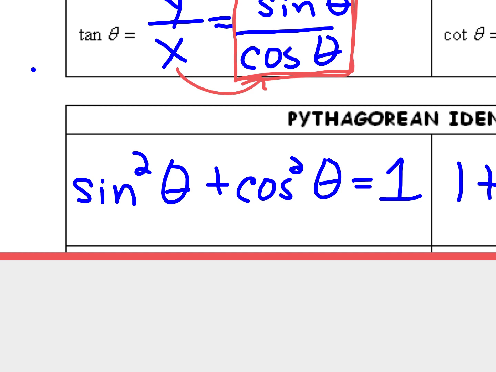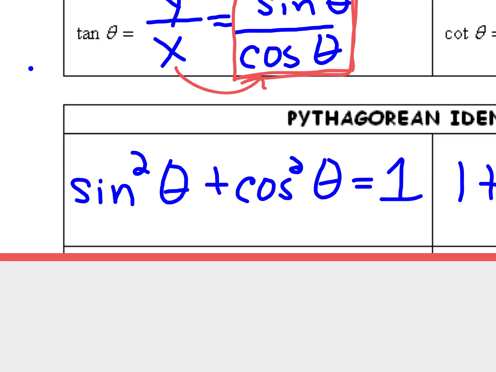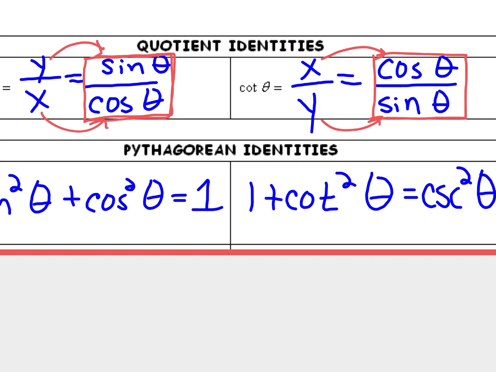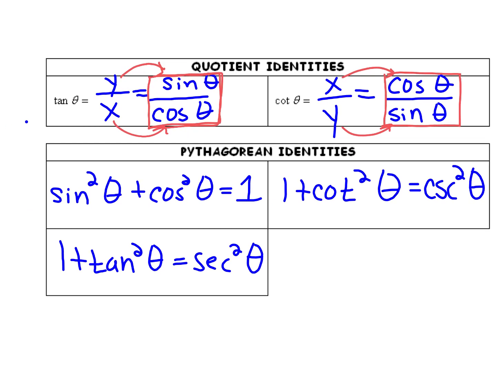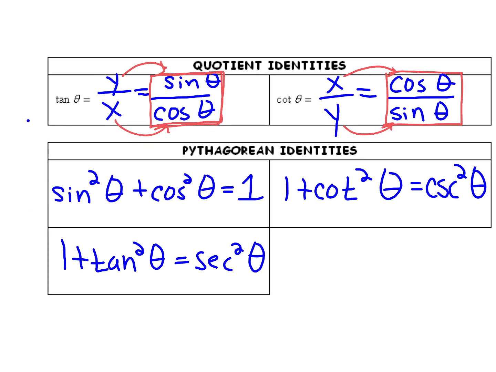Okay, and then the next two, I call this one the grand poobah. It's the most important Pythagorean identity. The next two just come from this one. They're like little grandchildren, or nieces and nephews, however you want to refer to it. Let's talk about those. You'll see how they're tied together here. You have 1 plus cotangent squared theta equals cosecant squared theta. And then 1 plus tan squared theta equals secant squared theta.